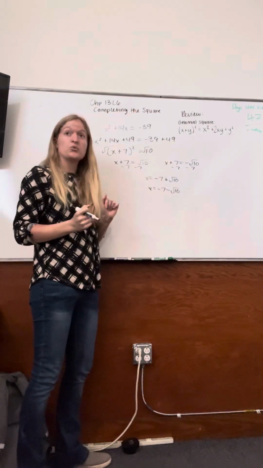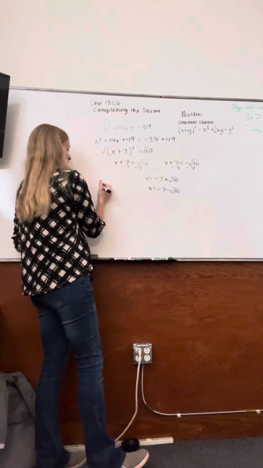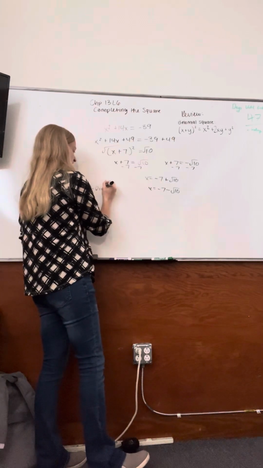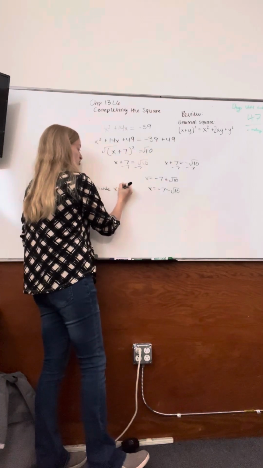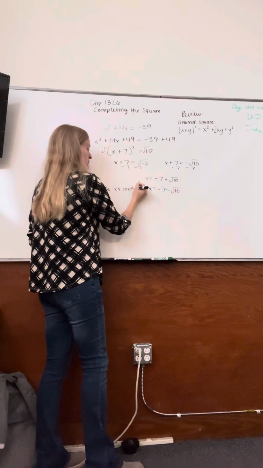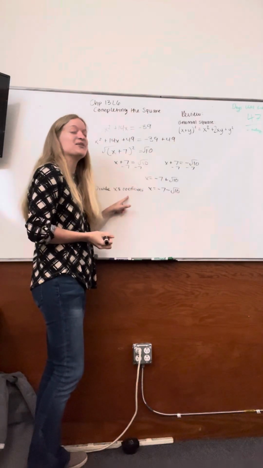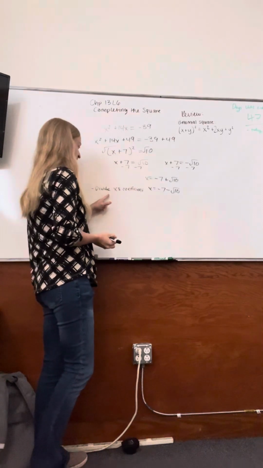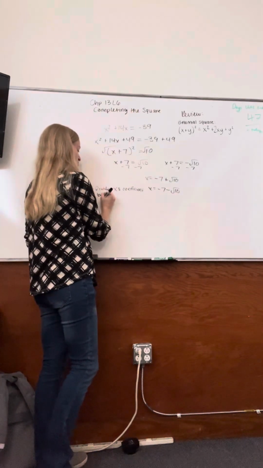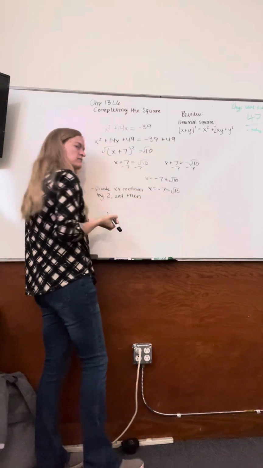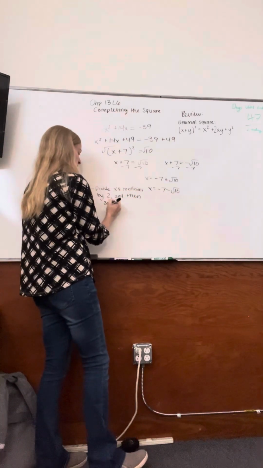To complete the square, how can we say this? Divide x's coefficient. What's a coefficient? The number in front of the x. Divide x's coefficient by 2, and then what? Square it.